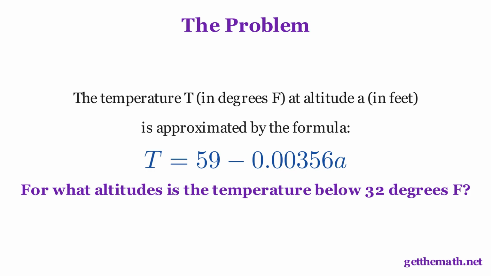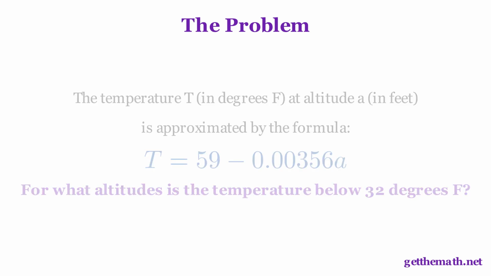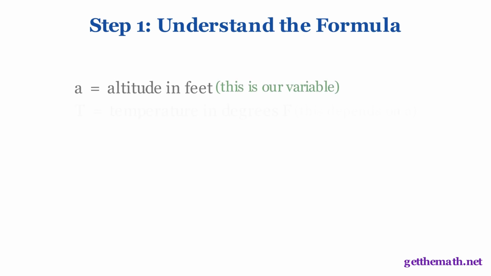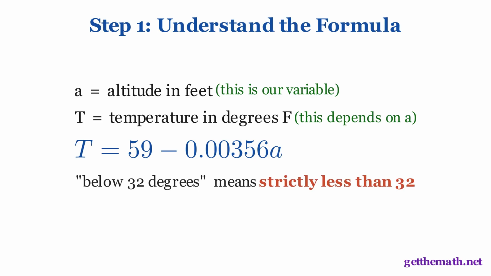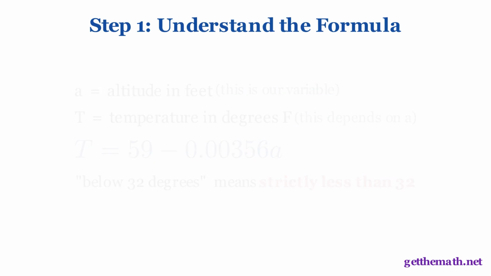Let's understand the formula first. The variable A represents the altitude in feet. That is what we are solving for. The variable T represents the temperature in degrees Fahrenheit, and it depends on A. The formula tells us that as altitude goes up, temperature goes down. The question asks when the temperature is below 32 degrees. Below 32 degrees means strictly less than 32. So we replace T in the formula with the expression, and set it less than 32.